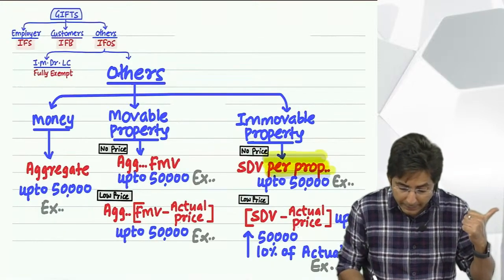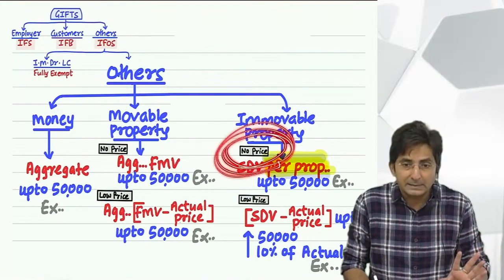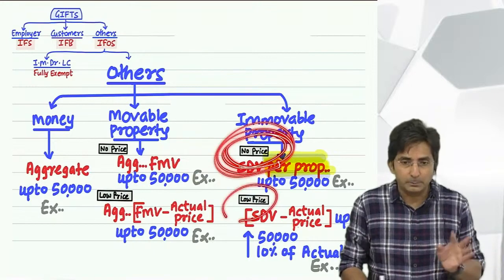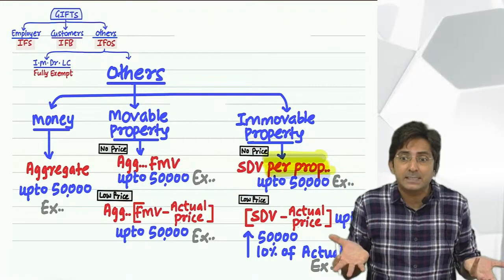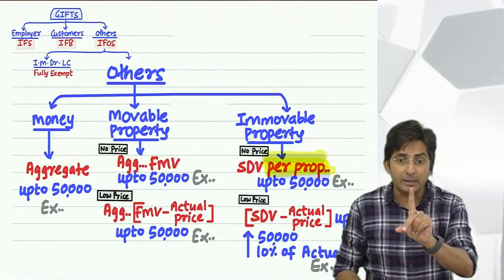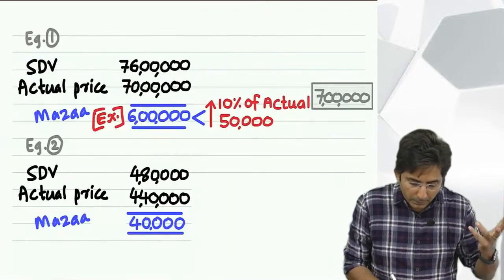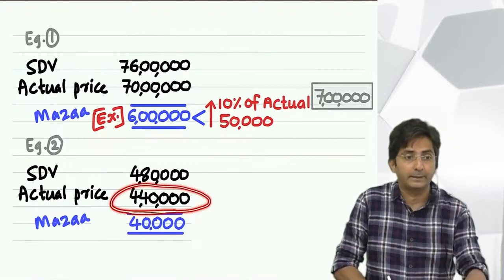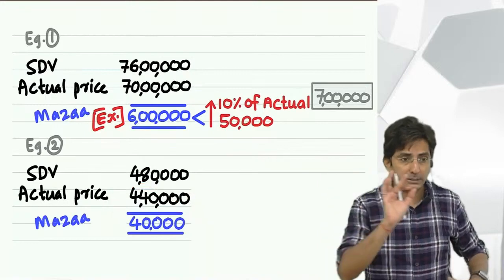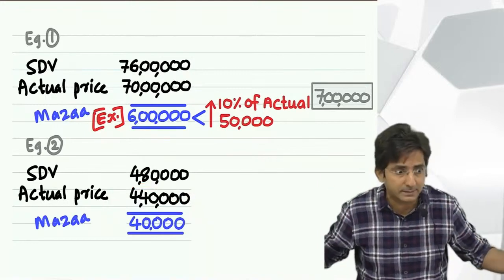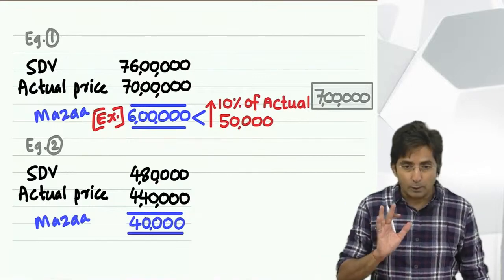Don't forget what we are studying. And why am I saying purchase? Because see, if there is no price, then it is free. But if it is a low price, it means you are paying some price. And the property is coming, you are paying a price, it's a purchase transaction. See, in the question, they will write purchase. Purchase of a property for 4,40,000, which had a stamp duty value of 4,80,000. The question will be framed in the form of purchase. So tell me, what is the maza you got? Maza means the benefit.